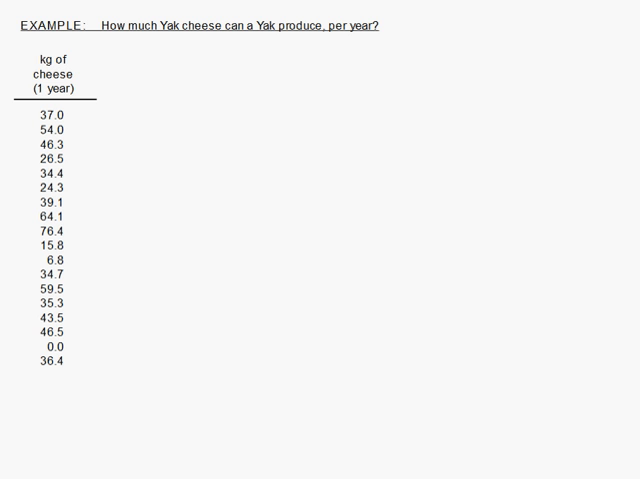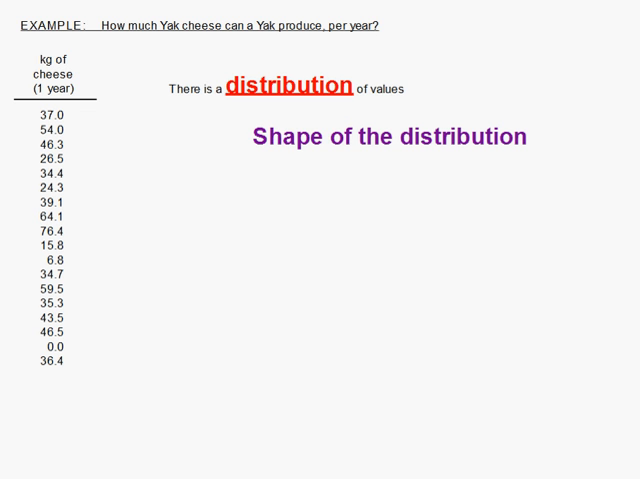But of course, are all of the yaks producing the same amount of yak cheese? The answer is no. So it's going to be a little bit harder to answer this question because there is in fact a distribution of values. That makes it a little bit more fun because when we have a distribution, we can actually talk about several different aspects of that distribution. We have the shape of the distribution, we'll get into that in a little bit. And of course, center is the classic one that most people think of, which is average.